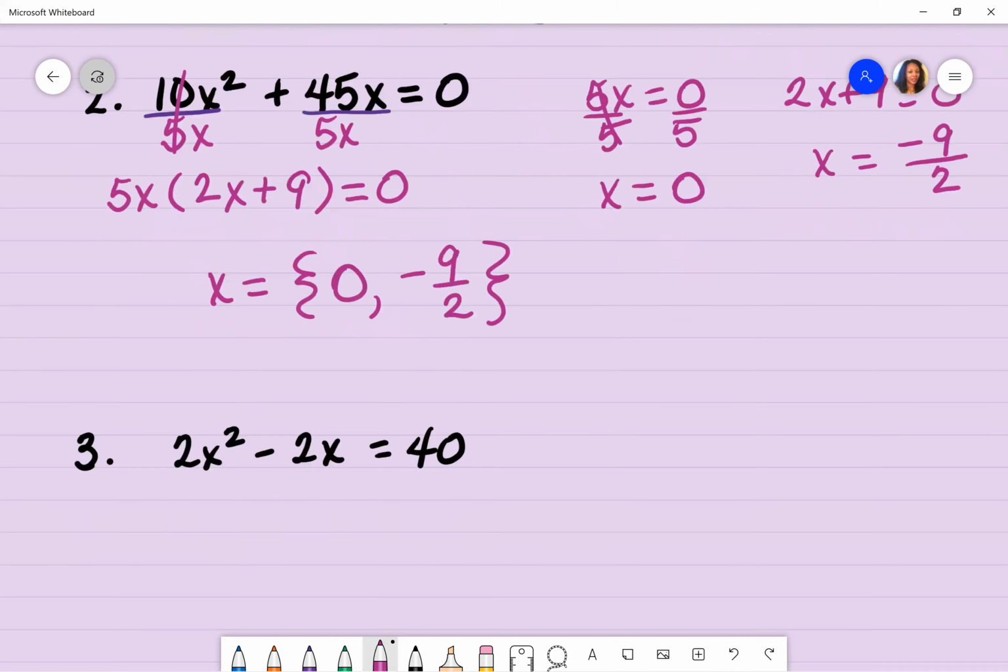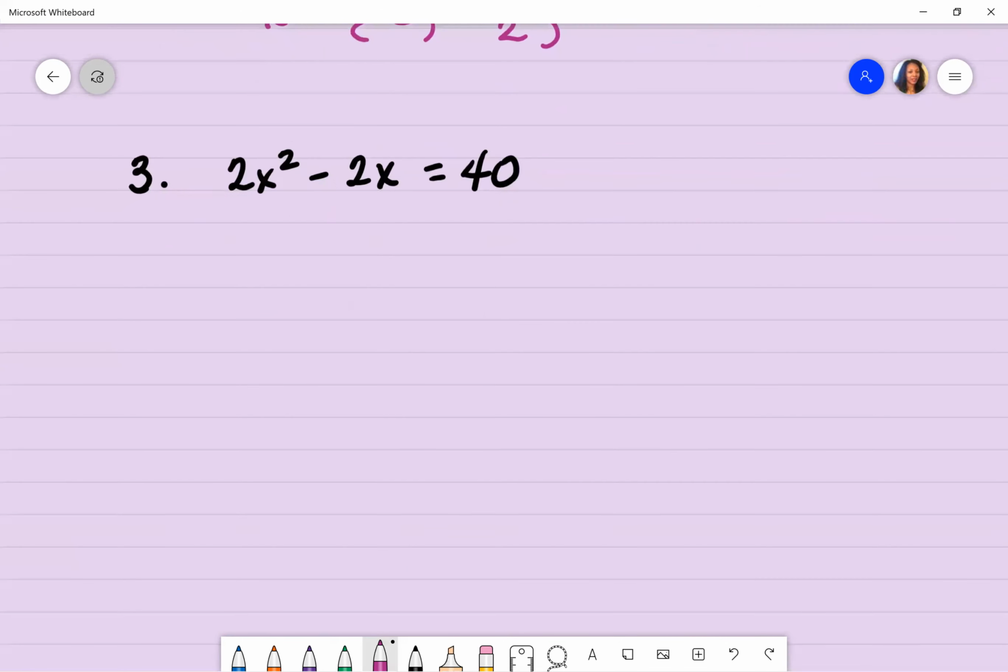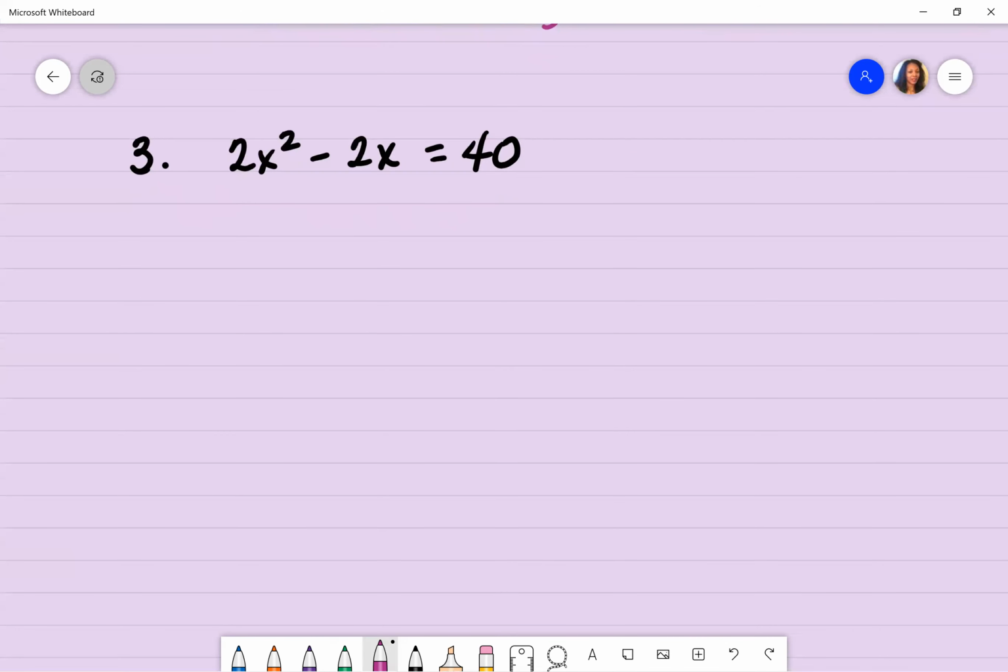All right, let's go to the next one. We're still solving by factoring. However, it is not in standard form. So the first thing I want to do is move this 40 over by taking the inverse. And that's going to leave me with equal 0. That's what I'm trying to do.